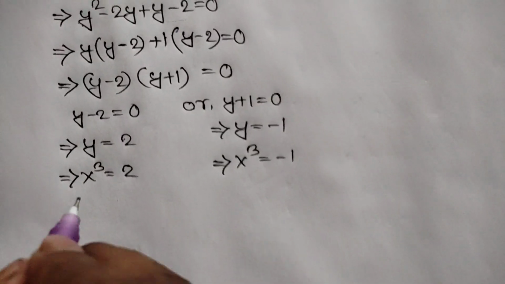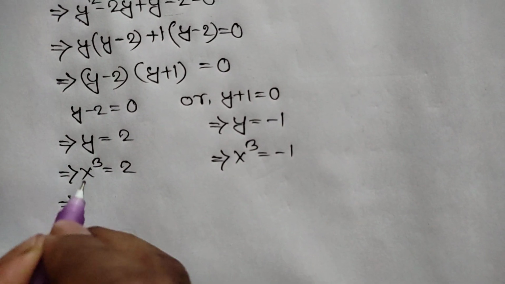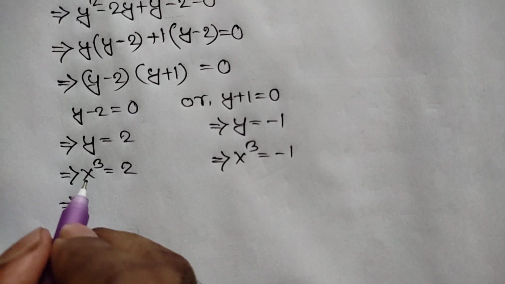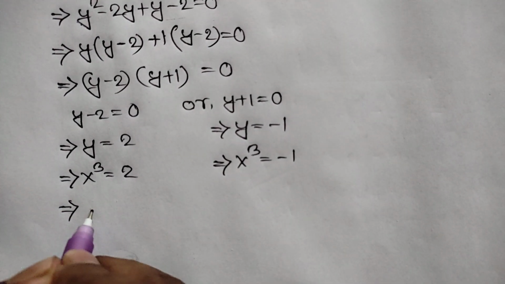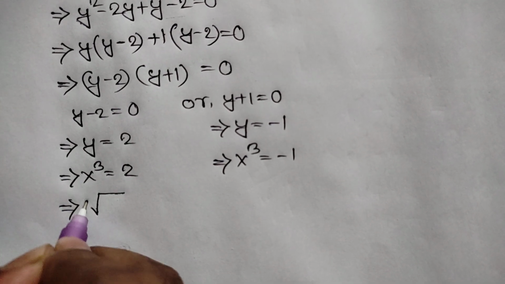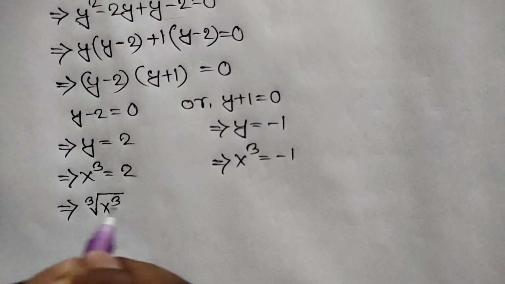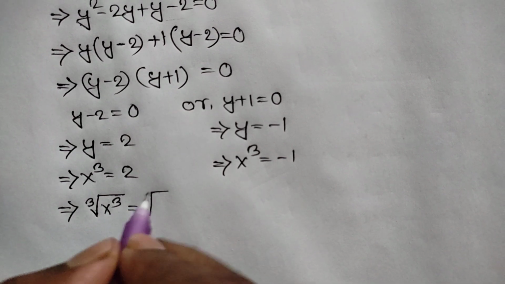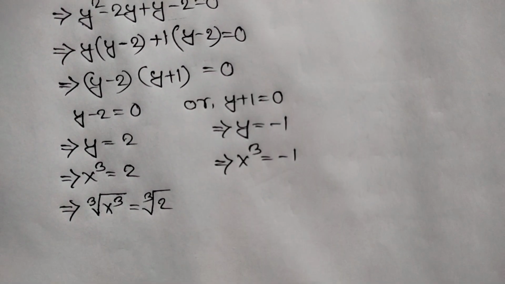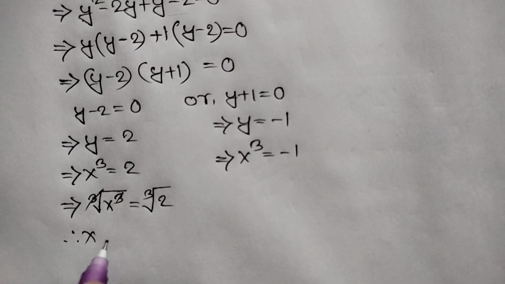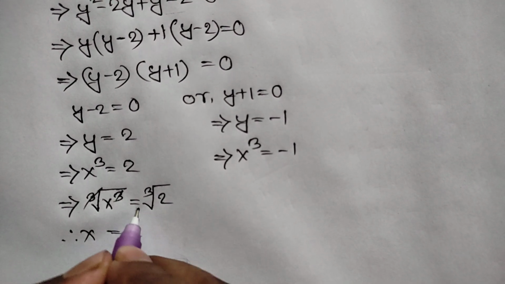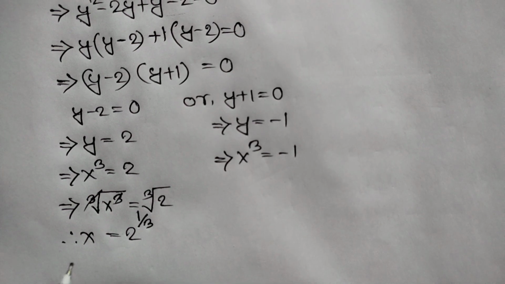Now we need the value of x, so we can apply the cube root on both sides. So we can write the cube root of x cube is equal to the cube root of 2. This cancels out, so the value of x is equal to 2 to the power 1 over 3.